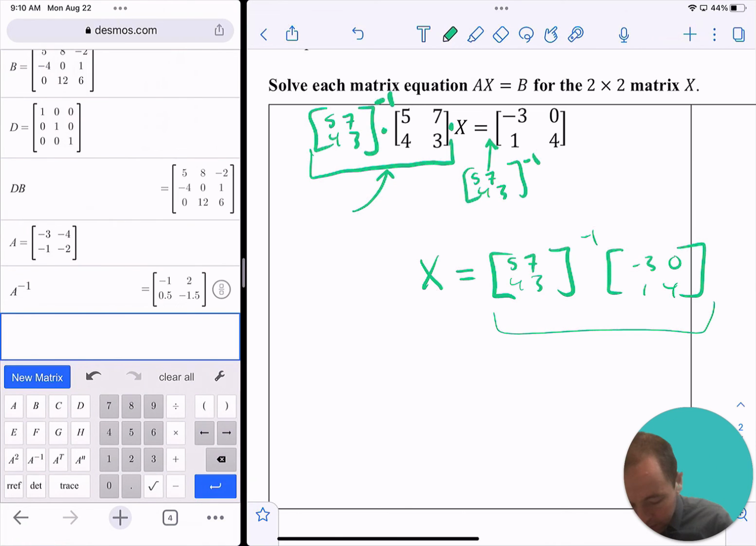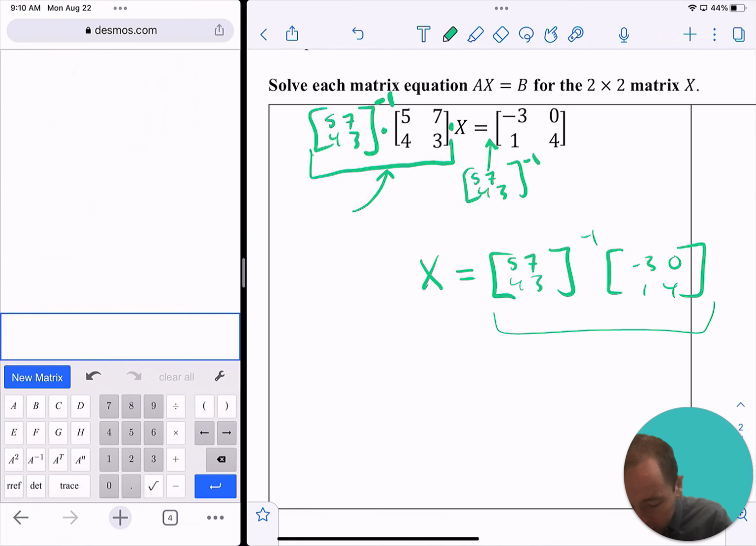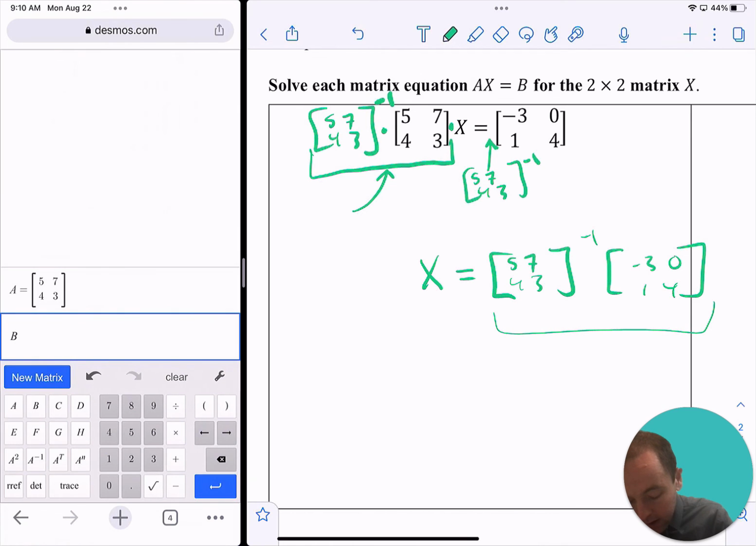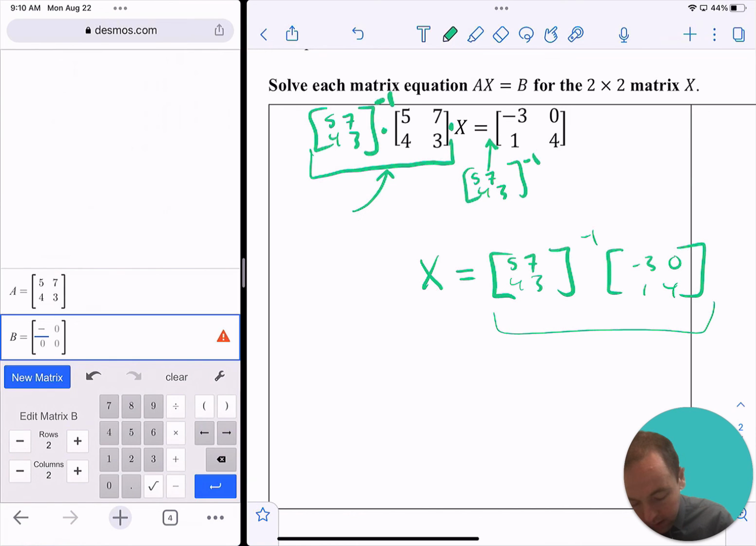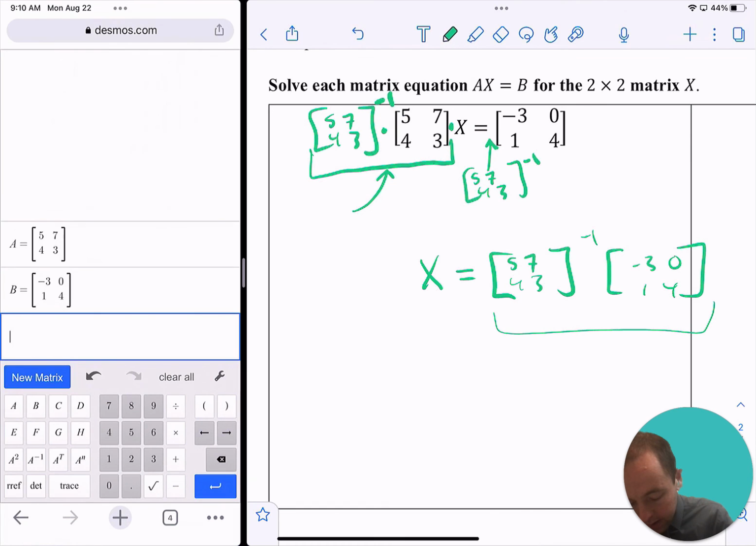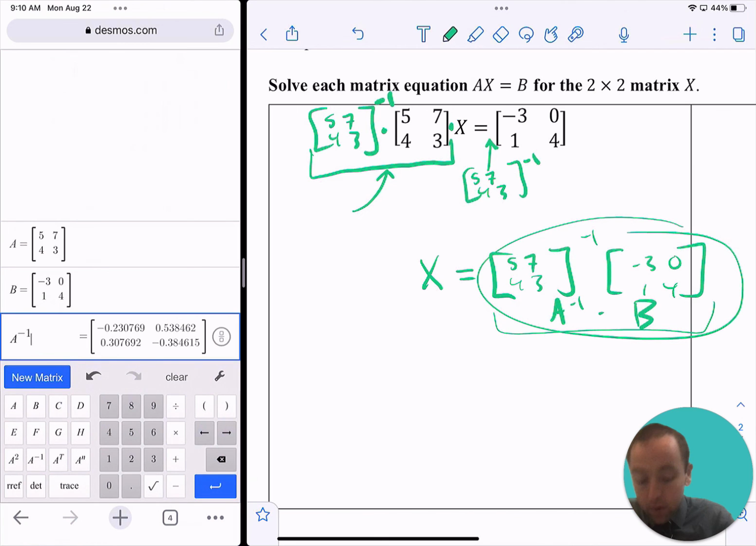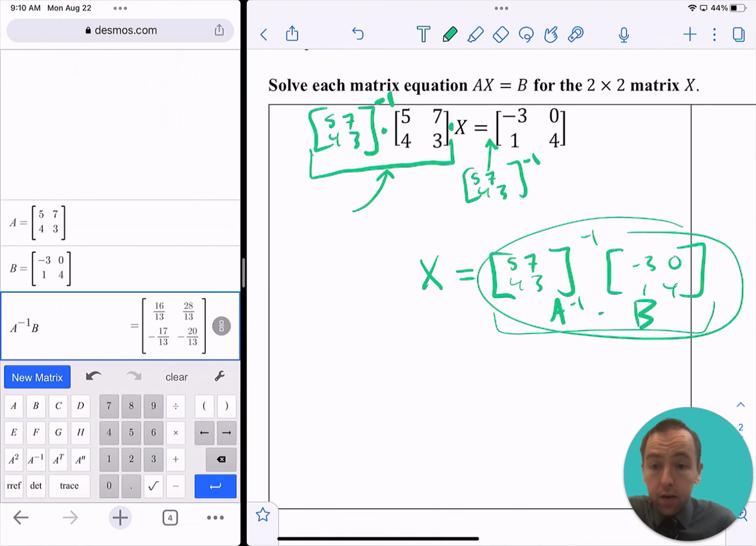So here, let me just clear everything up. Let me define a new matrix here as A, the 5, 7, 4, 3 matrix, and then we'll define another matrix, the one we called B, negative 3, 0, 1, and 4. Basically we just want to take A inverse and times it with B, and that should equal what our matrix X is. So on the calculator, I do A, then the inverse of A, and then type in B, and that's what A inverse times B is. We don't get the nicest of answers, so I'm going to hit that little button that turns everything to fractions.